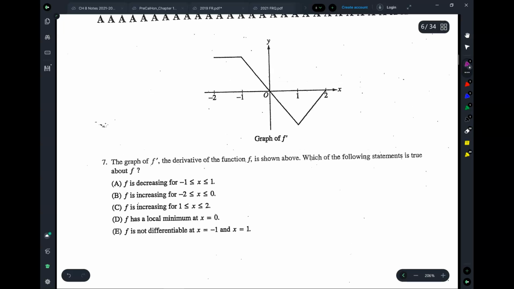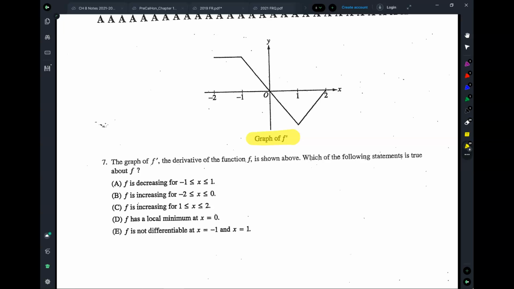Okay, here we go. The graph of f prime, the derivative of the function f, they're emphasizing that one, is shown above. So what I do is highlight or circle it, so that I know that this is not f, this is the slope or the derivative of f. Which of the following is true about f? Let's look at this for a minute. Graph of f prime, this is f prime.